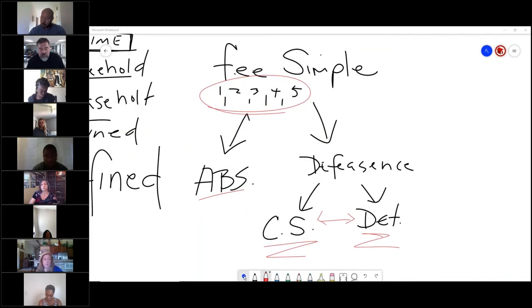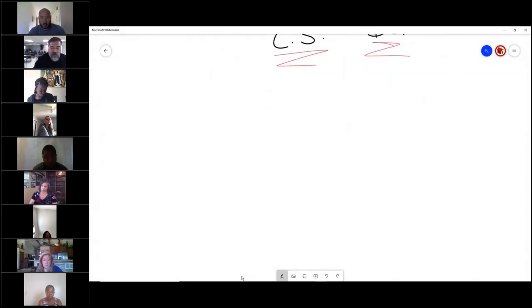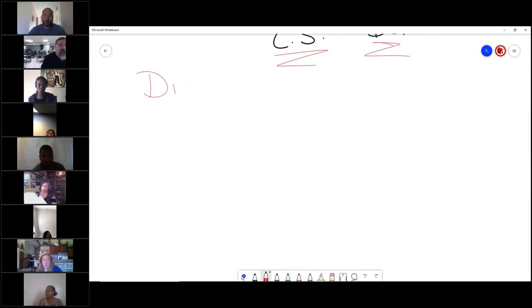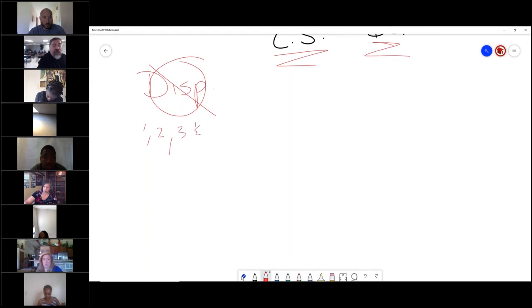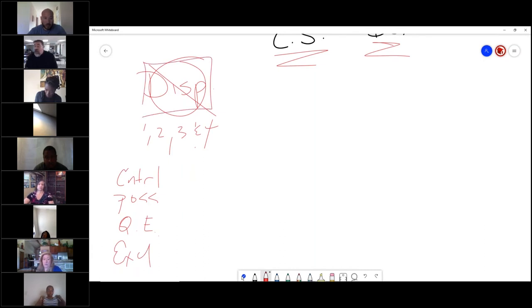Now, I could also not transfer all 5 rights. I'm only going to transfer 4 of them. I'm not going to transfer the right of disposition. I am not giving you that right. This is called a life estate. A life estate says I'm going to transfer the other 4: 1, 2, 3, and 4. I'm going to give you control. I'm going to give you possession. I'm going to give you quiet enjoyment. And I'm going to give you the 4th one, the exclusion. I am not giving you disposition. I am going to determine it. So these 4, you are going to get for the entirety of your life.